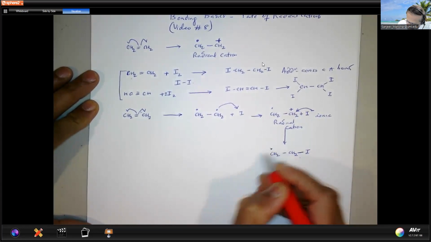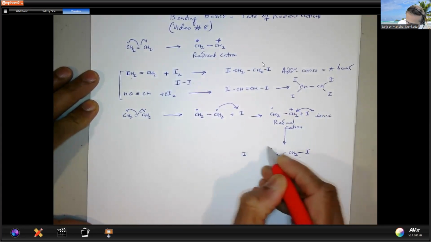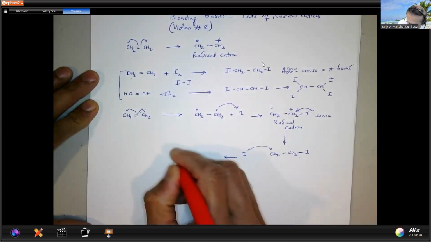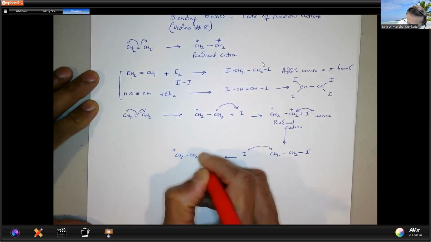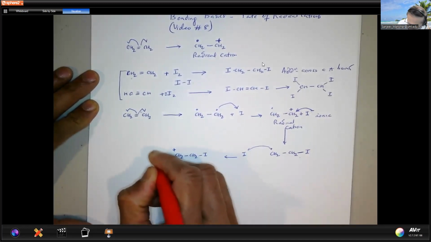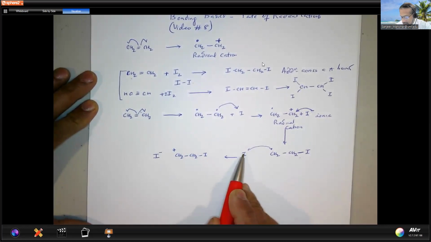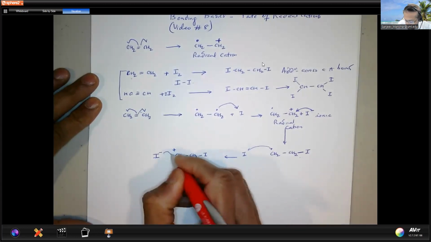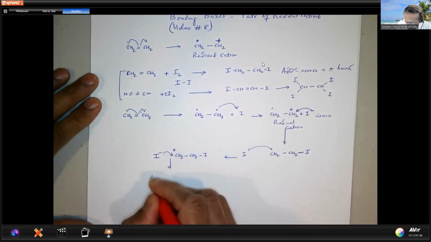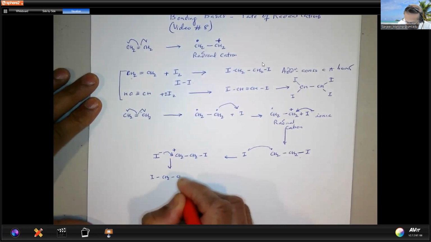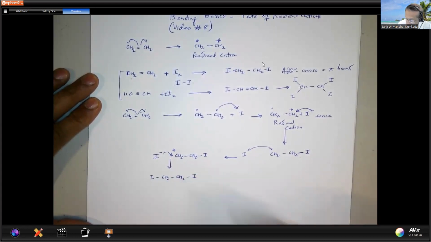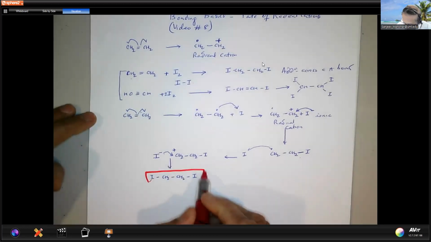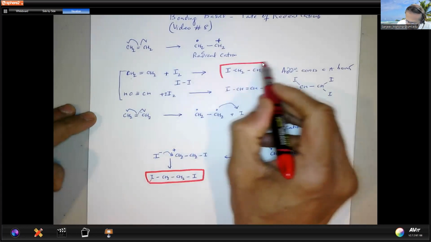So this another iodine can steal another electron to give you CH2 plus, CH2I plus I minus, right? This I becomes I minus. Again, these two are close together, so this can form a bond to give you I CH2, CH2, I. And that's exactly what the product is, right? This is what this is.